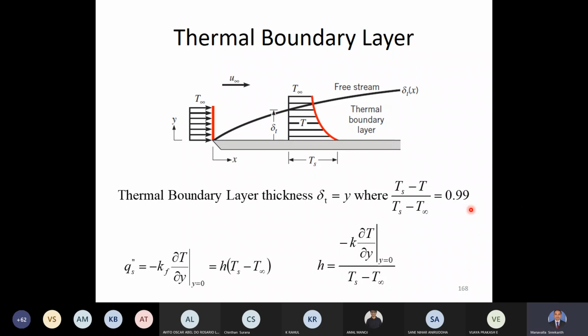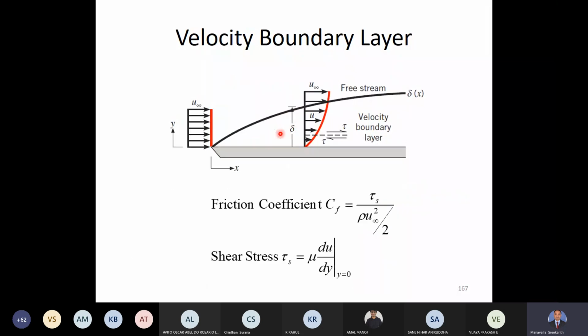You see here, this 99% number has repeated once again: once for the velocity boundary layer and once for the thermal boundary layer. So this 99% is a measure of the temperature attained. When this temperature difference ratio attains 99%, that thickness is called the thermal boundary layer thickness. This delta T is called the thermal boundary layer, and this delta is called the velocity boundary layer, or in some cases, the hydrodynamic boundary layer.